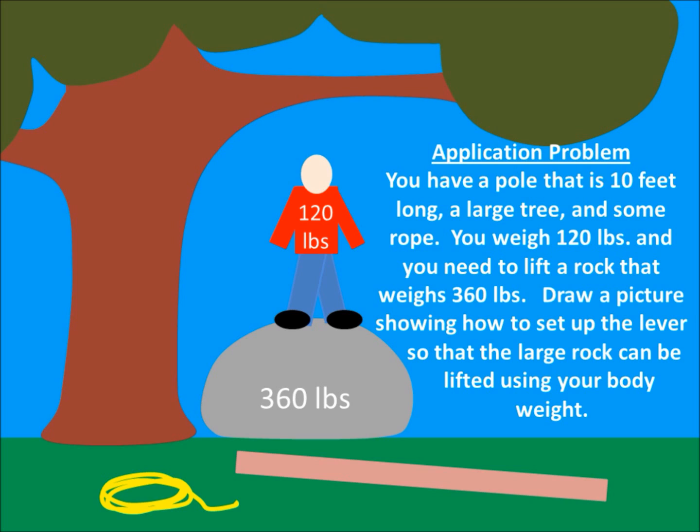You have a pole that is 10 feet long, a large tree, and some rope. You weigh 120 pounds and you need to lift a rock that weighs 360 pounds. Draw a picture showing how to set up the lever so that the large rock can be lifted using your body weight. You've already drawn the picture. Now the question is, how far from the ends should the lever be hanging by the fulcrum such that we can actually lift the rock?